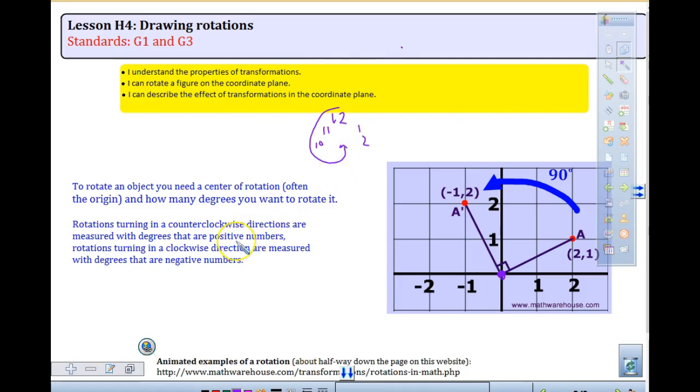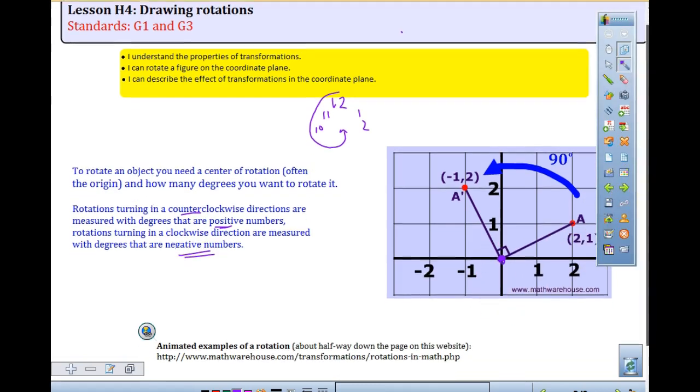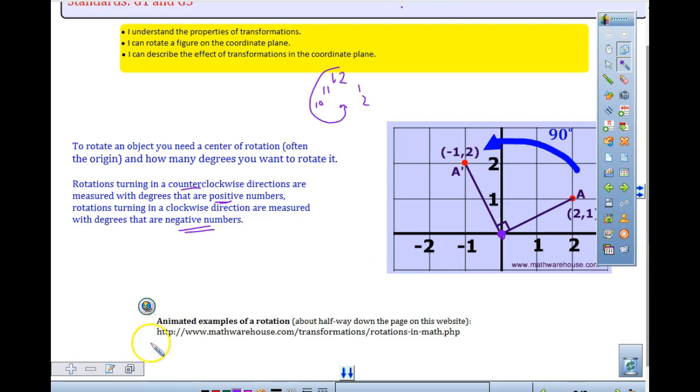Counterclockwise direction is measured with a degree that is a positive number. Rotations that are clockwise are going to have negative numbers. So this is kind of key. Positive goes with counterclockwise, negative goes with clockwise. And it's almost the opposite of what some of you might be thinking. As you take a look at this, we're going to look at some examples in this animation.